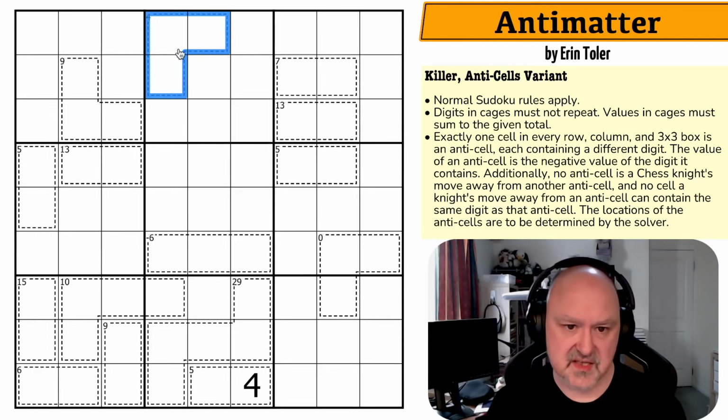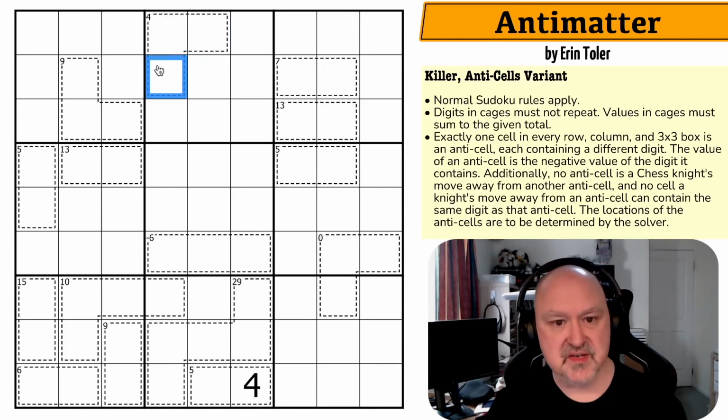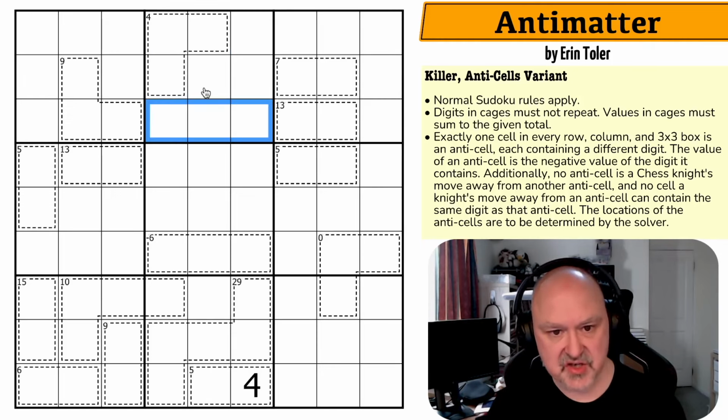So looking at this 4 cage, which I had looked at when I did an example, the minimum I could put into these is 1, 2, and 3. 1, 2, 3 sums to 6. So the minimum this could sum to, if they were all natural cells, would be 6, but this is a 4 cage. So there must be an anti-cell in here. So I know none of these are anti-cells.